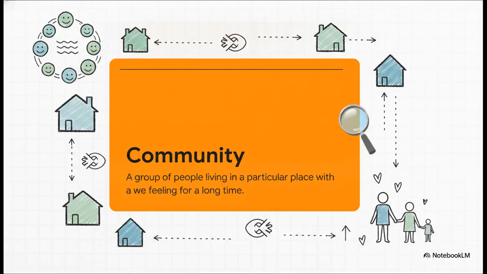So what happens when you take a bunch of these families and put them all together? Well, you get a community. The definition we're using here is pretty key. A community is a group of families living in a specific place for a long time. But the real secret ingredient? It's the we feeling. It's this deep sense of mutual dependency.